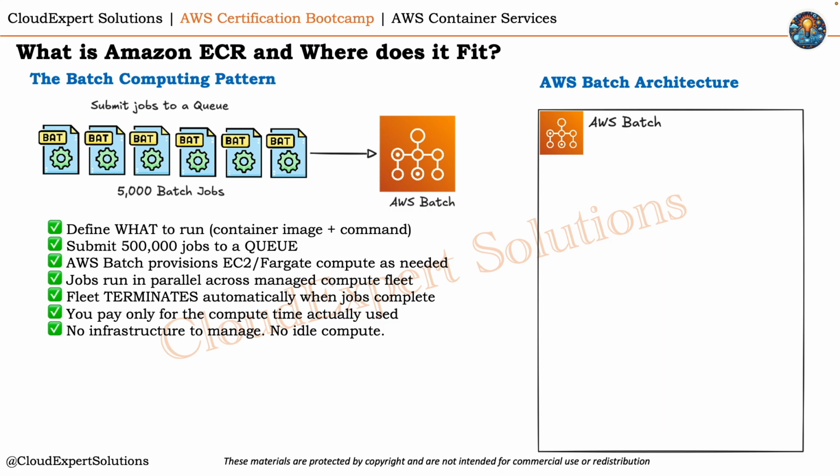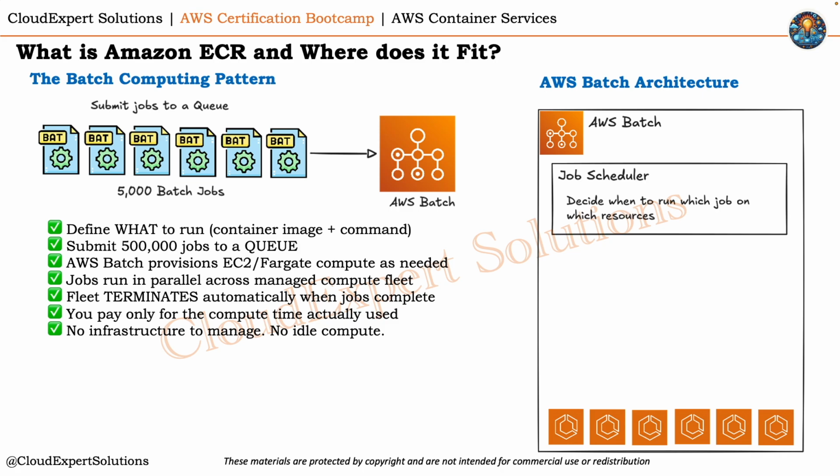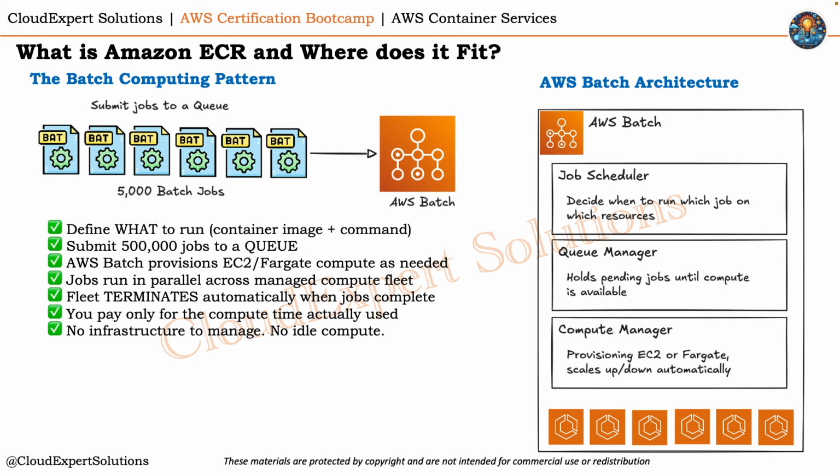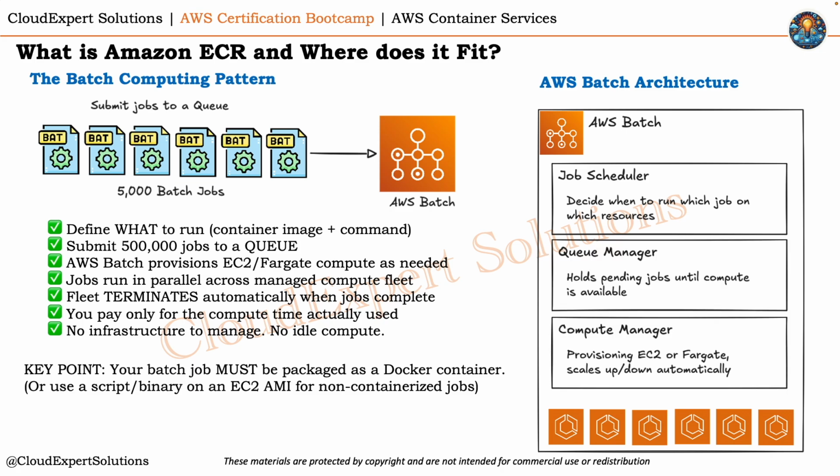Important architectural insights for the exam. AWS Batch is built on top of Amazon ECS. Every batch job runs on a container on ECS compute. Batch adds the scheduling layer, the queue management, and the compute lifecycle management on top of ECS. Your batch job needs to be packaged as a Docker container, pulled from ECR, and executed as an ECS task under the hood. Batch handles all of that for you. In short, your batch jobs are nothing but Docker containers with commands to execute.